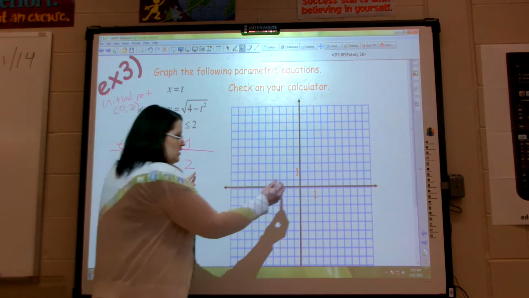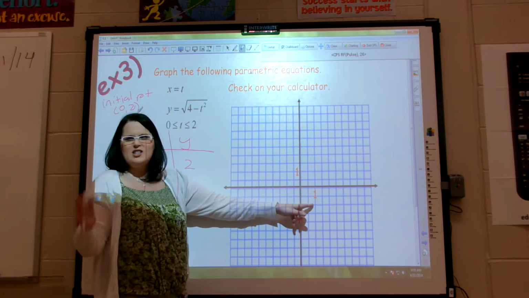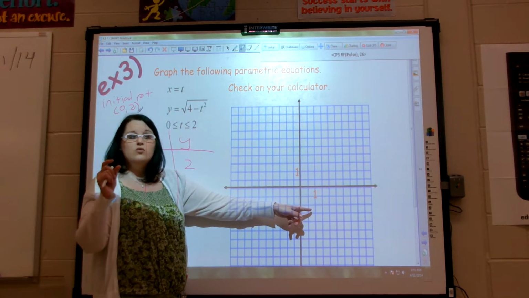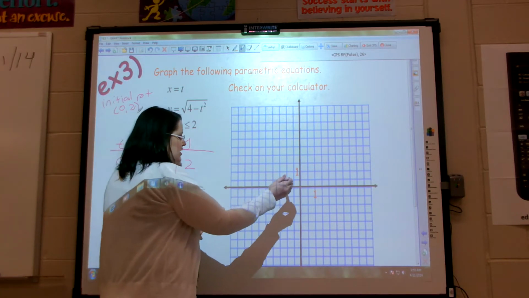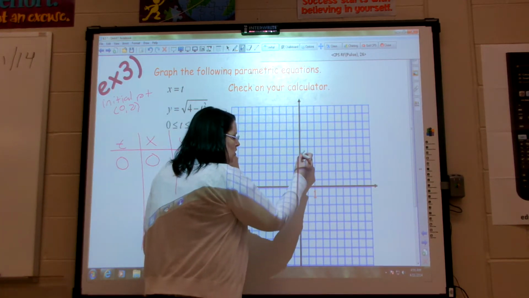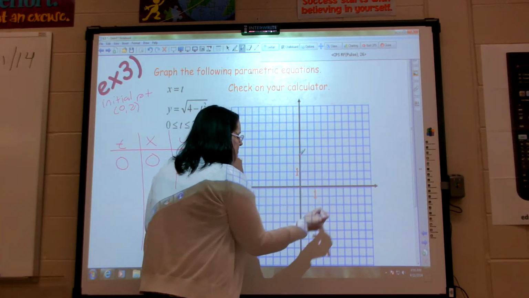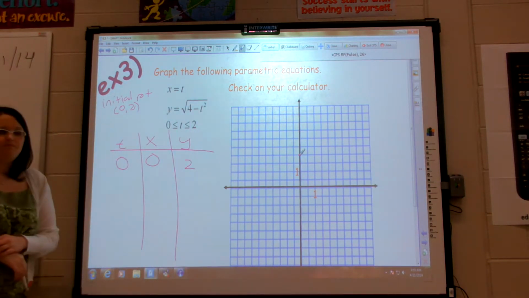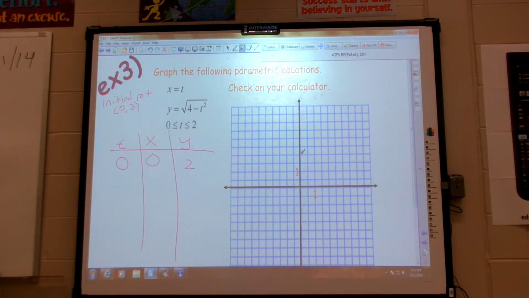That is the point. And notice I made my scale a little bigger because it's a tiny graph. You can do that too. I'm going to plot the point 0, 2. Now, I need some steps in between. I'm going from 0 to 2. What would be an appropriate step size, you think?